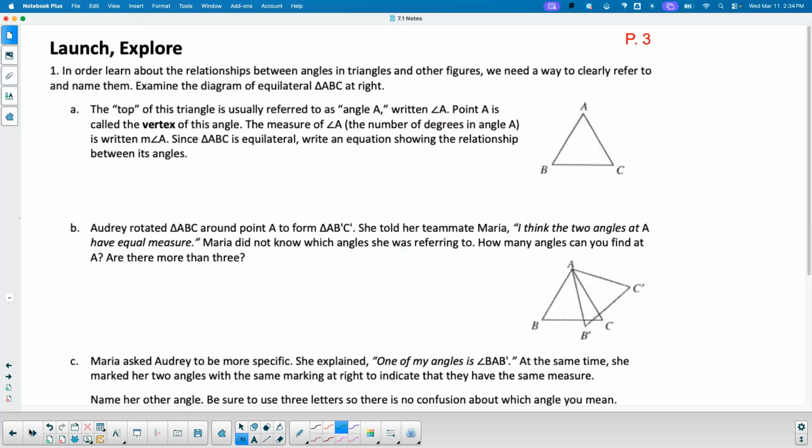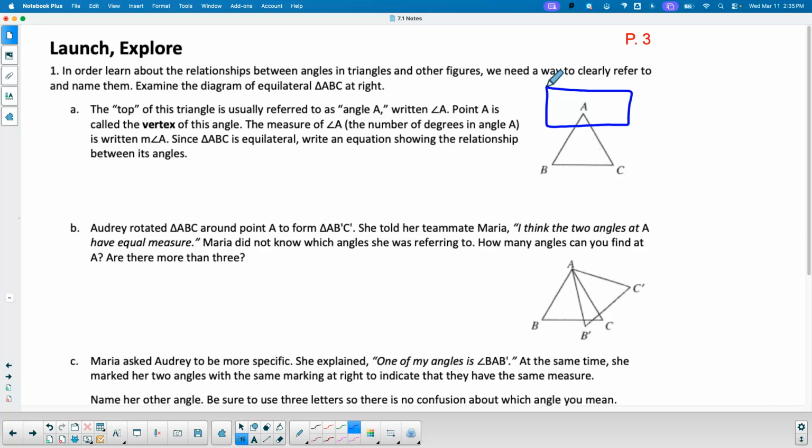Let's talk some more. Okay? So if we've got a regular old triangle, triangle ABC, this top angle up there is angle A.